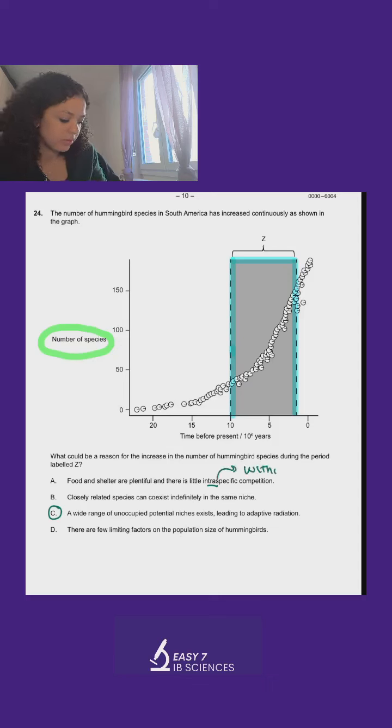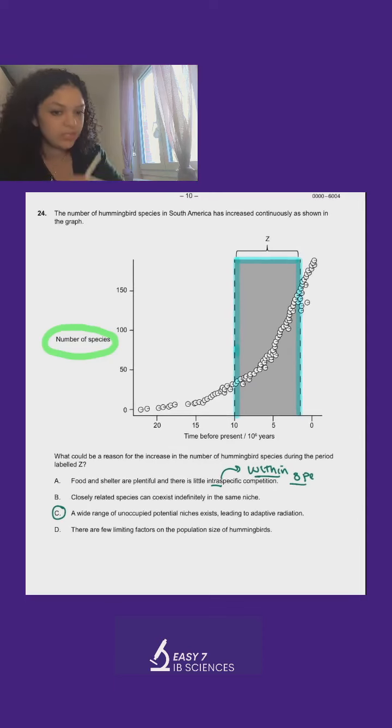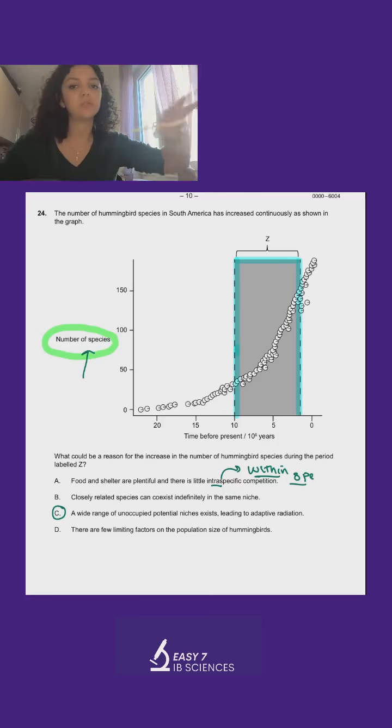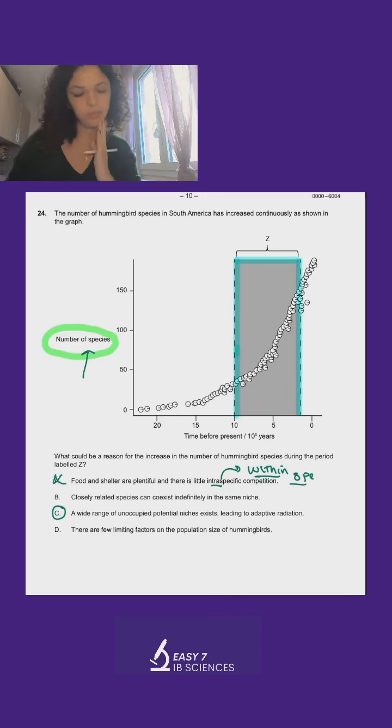within the species, right? Inter is between. So intra, we're talking about within the species. That does not explain why there is an increase in the number of species. Because if it was a decrease in interspecific competition, that would explain why there's an increase in the number of species. But here, we're just thinking about within. So that's why this is incorrect.